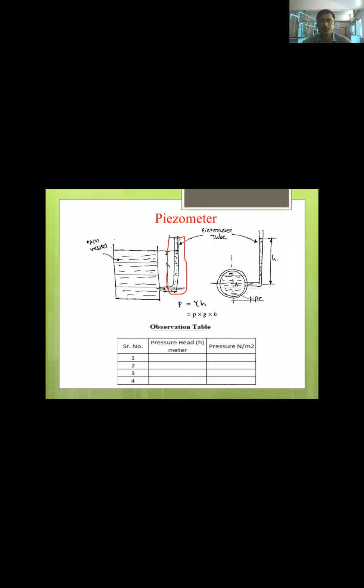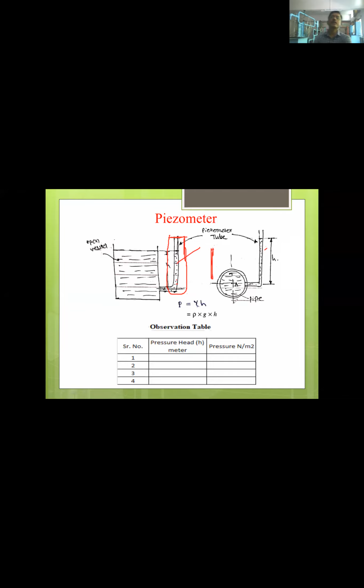हे जे ट्रान्सपरंट ट्यूब आहे त्या ट्यूबलाच आपण या ठिकाणी पिझोमीटर म्हणतो. It is nothing complex or a different device. It is just a simple transparent tube which has some graduations on it for the measurement of the pressure head. This tube can be like this, or like this, or just a vertical transparent glass tube, which is called the piezometer.